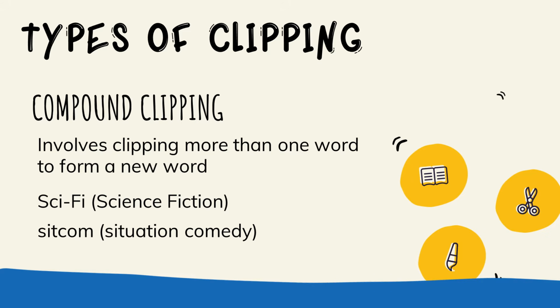Lastly, we have compound clipping. This involves clipping more than one word to form a new word. So we're not just going to clip a single word. This time, we have to clip more than one word. For example, sci-fi. This comes from the words science fiction. So we clip the word science and we also clip the word fiction to come up with sci-fi. It's the same thing with sitcom. So we have clipped the word situation and the word comedy and we combine these 2 clip words to come up with the word sitcom.